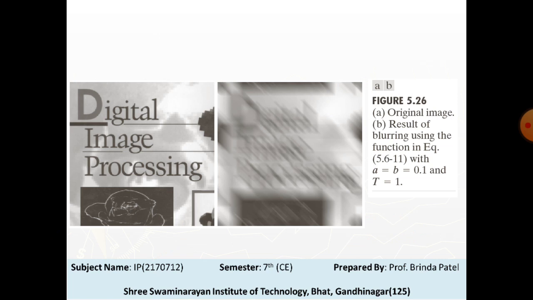Recovery of the original image from its blurred counterpart presents some interesting challenges, particularly when noise is present in the degraded image.